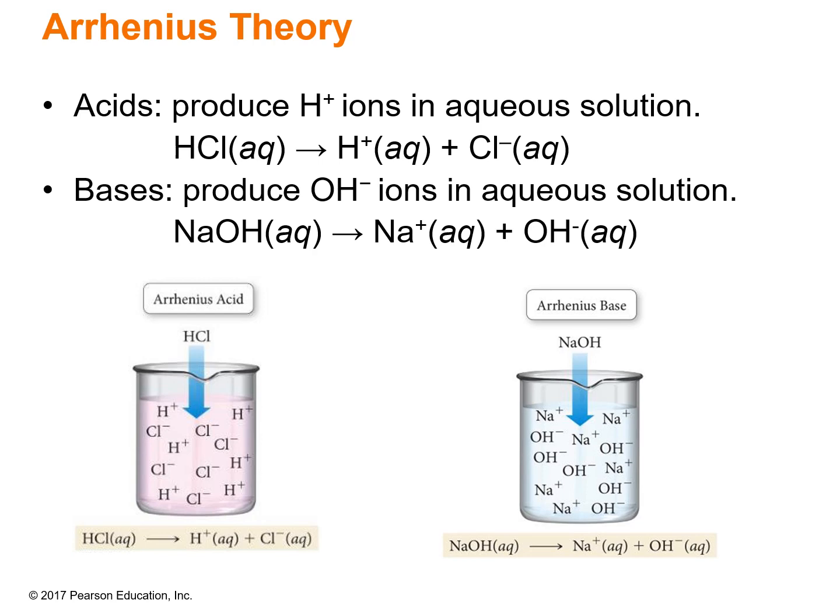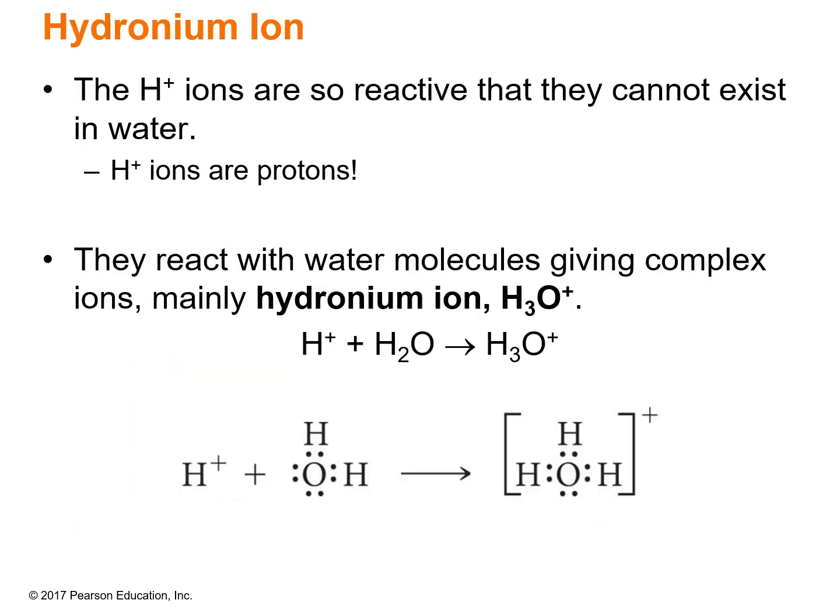So the Arrhenius theory, this is the definition you're most familiar with. And an Arrhenius acid produces H+, and an Arrhenius base produces OH-. So this is the familiar definition that we're used to. So HCl would dissociate into H+, making an acid, Cl- as the anion. NaOH would dissociate into Na+, OH-, which makes it a base.